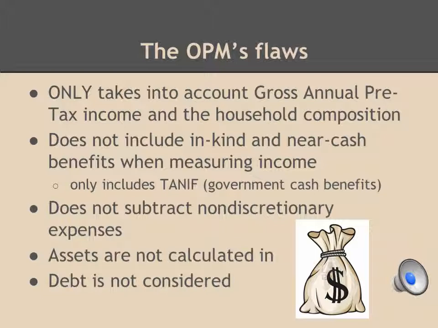The OPM doesn't show how the world actually works, because it doesn't include in-kind or near-cash benefits, and it also doesn't include non-discretionary expenses like taxes, childcare, and work-related transportation. Furthermore, the OPM does not consider debt or the binary ratio. It does not subtract non-discretionary expenses, and assets are not calculated.